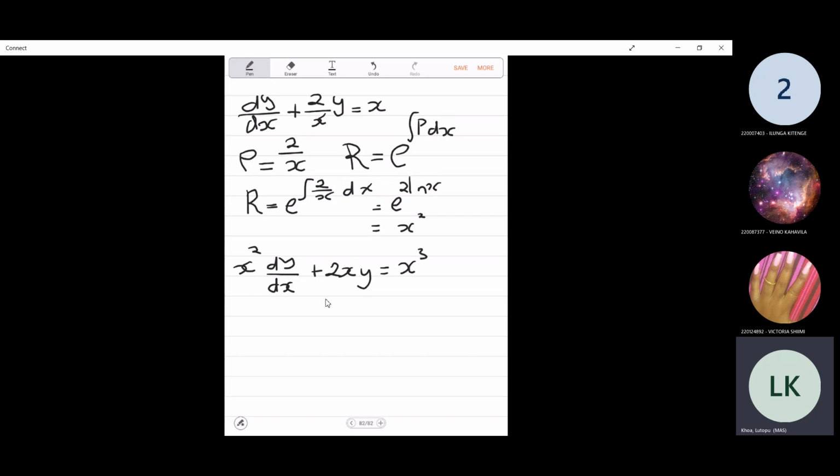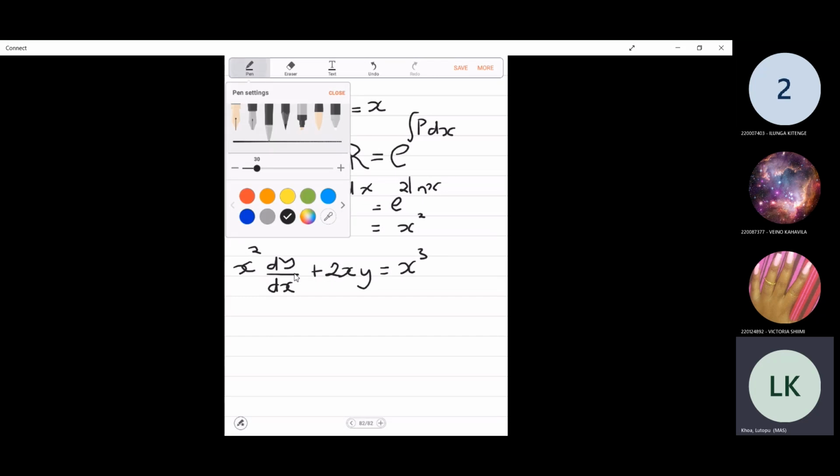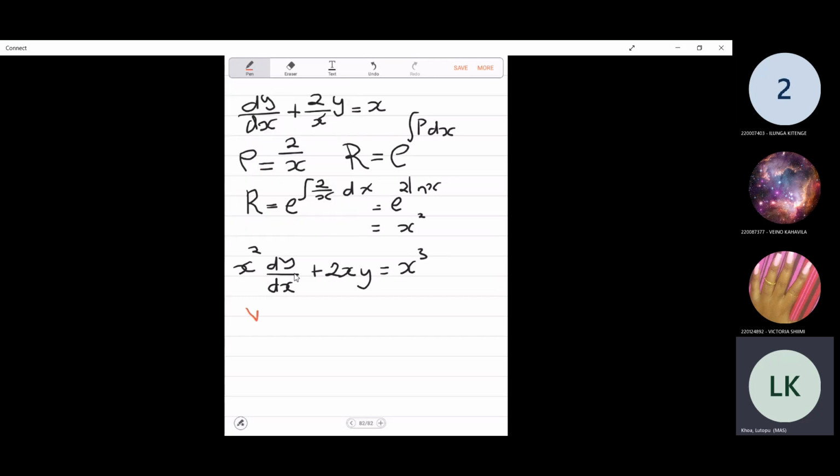Now, if we look at the left-hand side and the terms that you have, here I have x squared, and then over here I have 2x. If I differentiate x squared, I get 2x. Over here I have dy/dx, and on this side I have y. So if I differentiate y, I get dy/dx. So this looks like it's in the form v u prime plus v prime u. And as we know, this is the product rule.